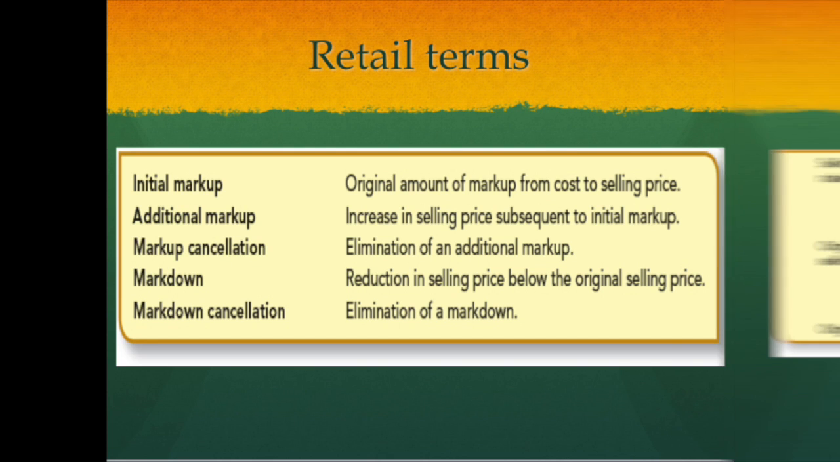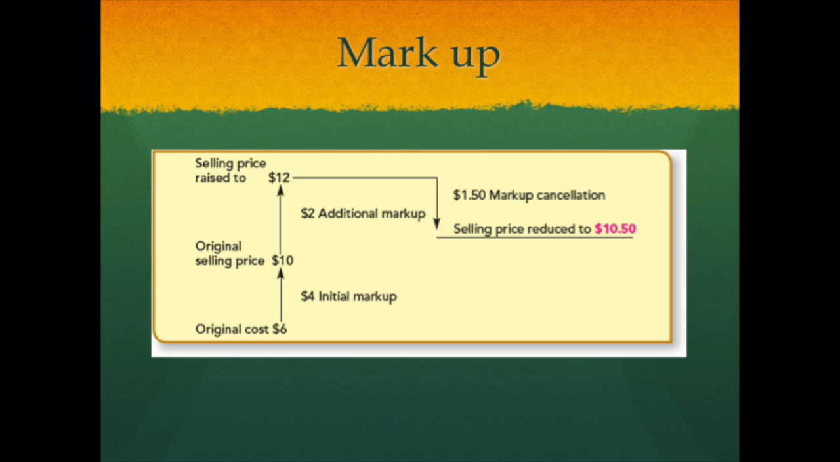Right, so basically, as you can see, the original cost is $6. You want to sell that for a $4 markup, which gives you an original selling price of $10. Then you say, I can get $2 more out of that, so you raise the selling price to $12. That's $2 additionally marked up. Then you say, it's not selling like that, so I'm going to take $1.50 away. That's your markup cancellation. Your selling price is now reduced to $10.50. And that is an example of a markup.